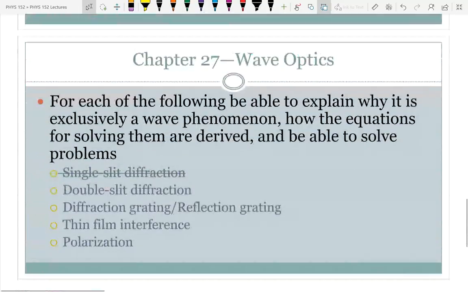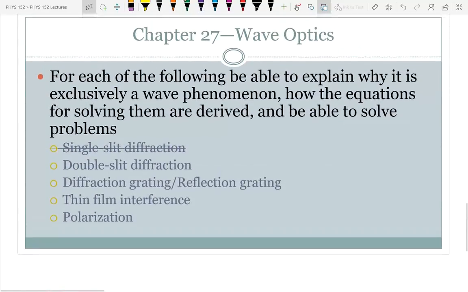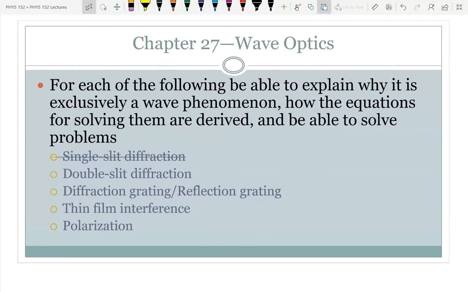Finally, chapter 27. For each of the following, be able to explain why it is exclusively a wave phenomenon. That is, these things that are listed here are all things that can only occur if light is a wave. And so we have, now I have single slit diffraction, but then I crossed it out. Double slit diffraction, diffraction grating, thin films, and polarization.